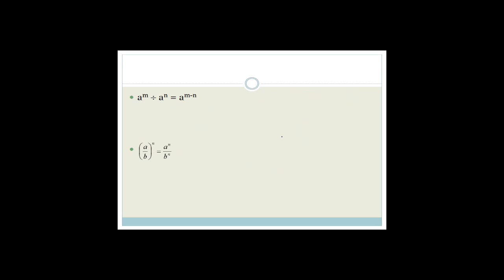Right. Now, we've got a to the m divided by a to the n is equal to a to the m minus n. So let's do an example again. Let's say I've got 6 to the power of 4 divided by 6 to the power of 2. Okay, so do you agree I can write this as 6 times 6 times 6 times 6 divided by 6 times 6? But how do we write divisions? We actually do it as a fraction.